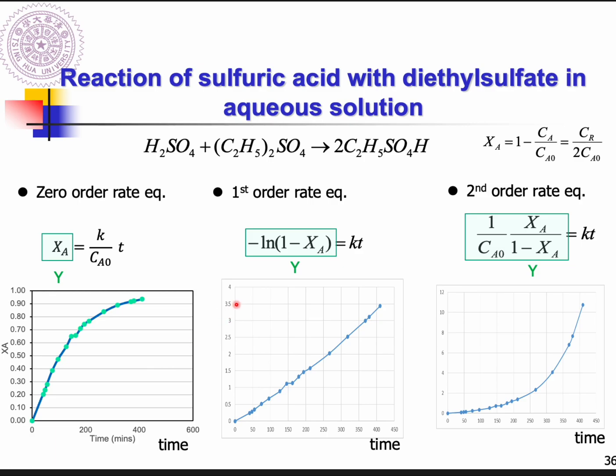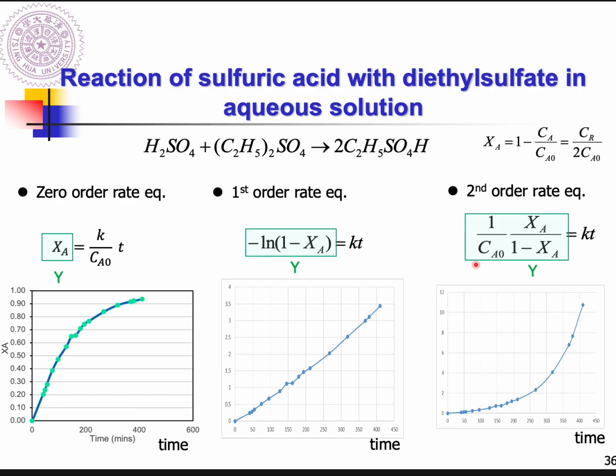And if it is first order, when I input the XA here at specific time points, I use this as Y and this as X, it should also be a straight line, and the slope corresponds to k, the rate constant. And it looks like a straight line. And still I want to recheck whether it belongs to second order reaction.